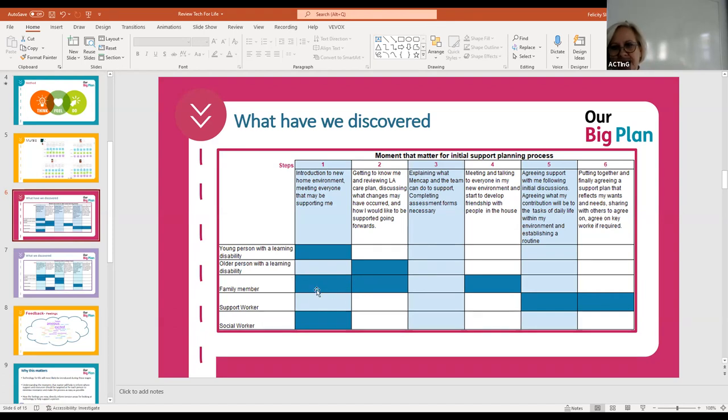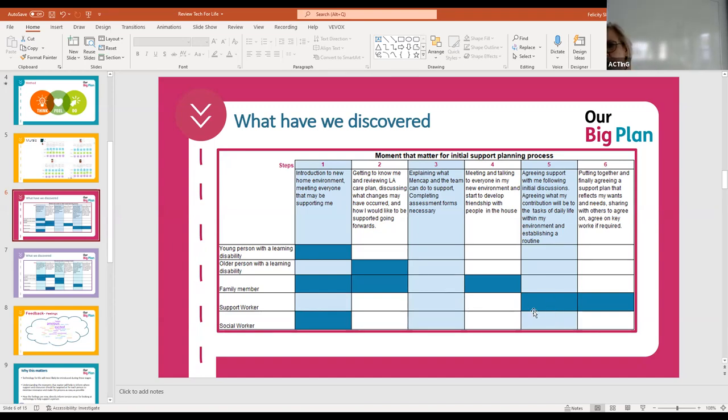The next persona was a family member, and both those moments mattered for the family member. Then I'll skip over support worker and go to the social worker. Again, the first impression really counted. So if we were to put technology in place, we'd have to be very sure of ourselves, of what we were saying and what we were doing at that point. But the interesting thing was that for the family member, talking to everybody in their environment was important. So we don't want to be explaining and introducing things at that moment necessarily. We want them to feel comfortable in the environment.